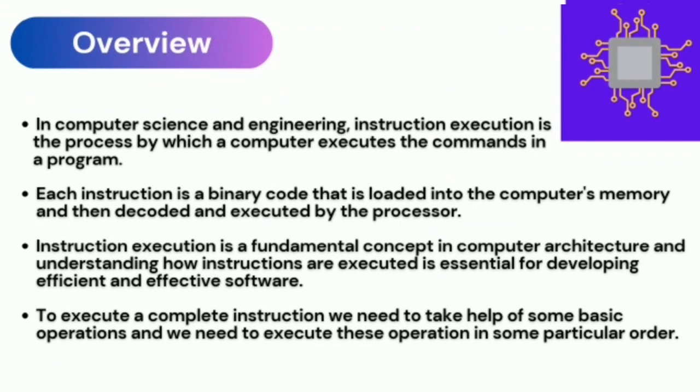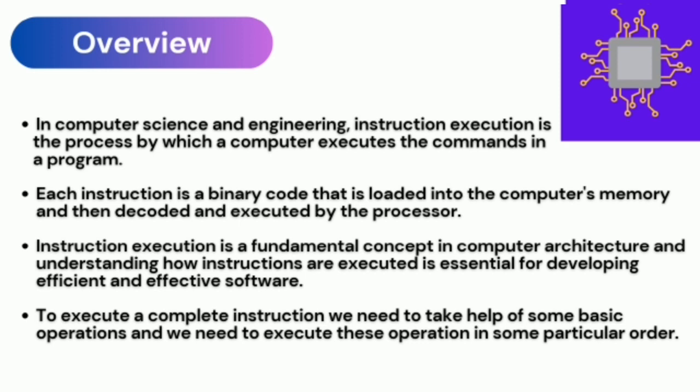Overview. In computer science and engineering, instruction execution is the process by which a computer executes the commands in a program. Each instruction is a binary code that is loaded into the computer's memory and then decoded and executed by the processor. Instruction execution is a fundamental concept in computer architecture, and understanding how instructions are executed is essential for developing efficient and effective software.